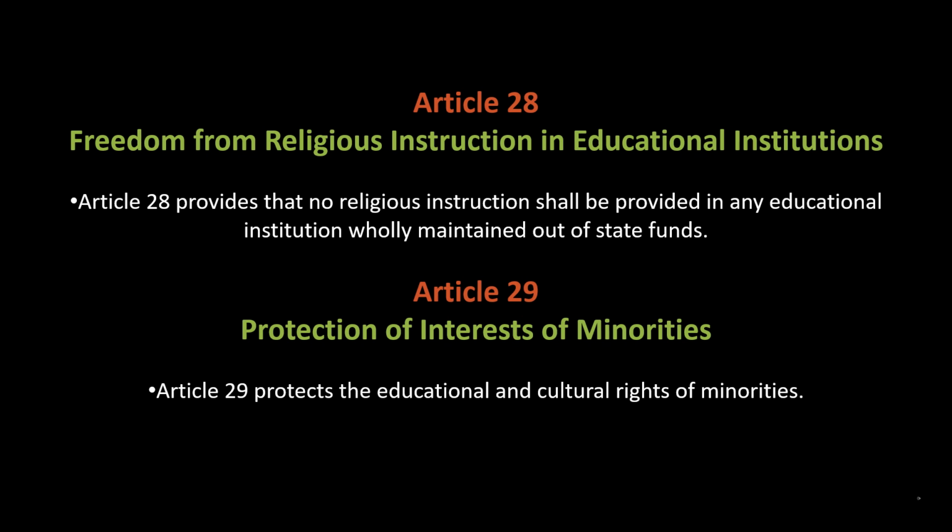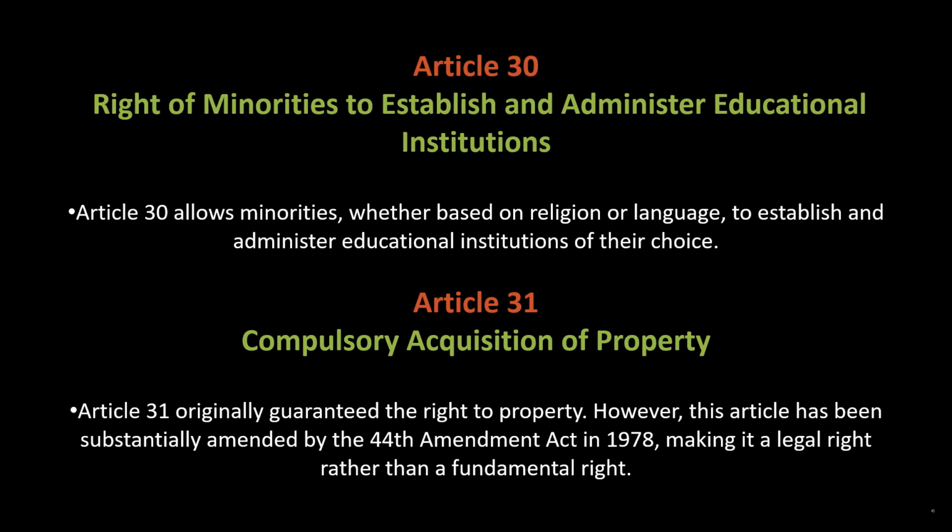Article 29. Protection of interests of minorities. Article 29 protects the educational and cultural rights of minorities. Article 30. Right of minorities to establish and administer educational institutions. Article 30 allows minorities, whether based on religion or language, to establish and administer educational institutions of their choice.